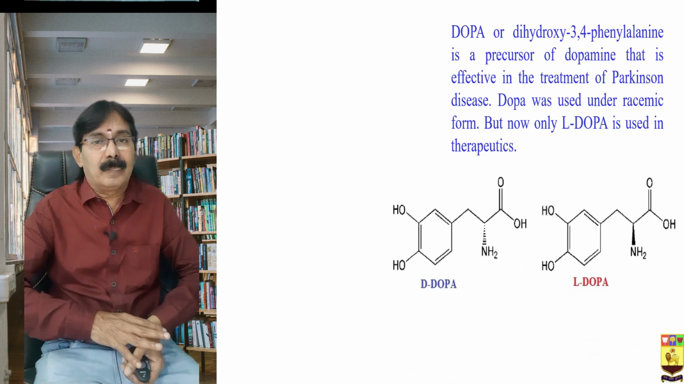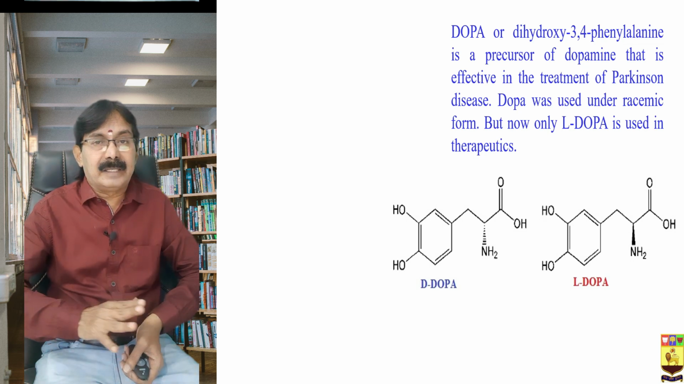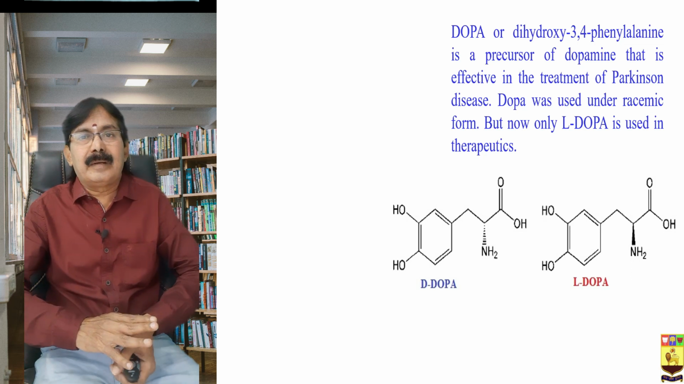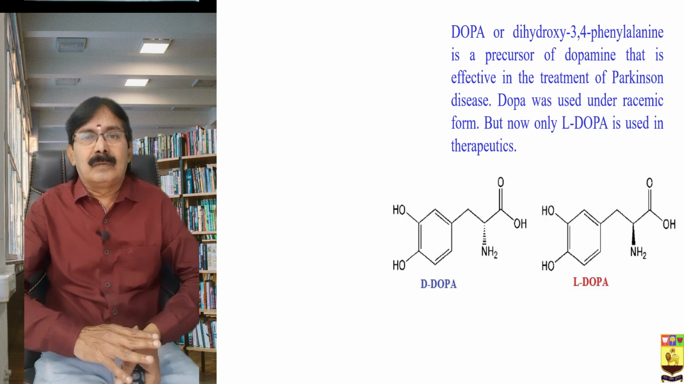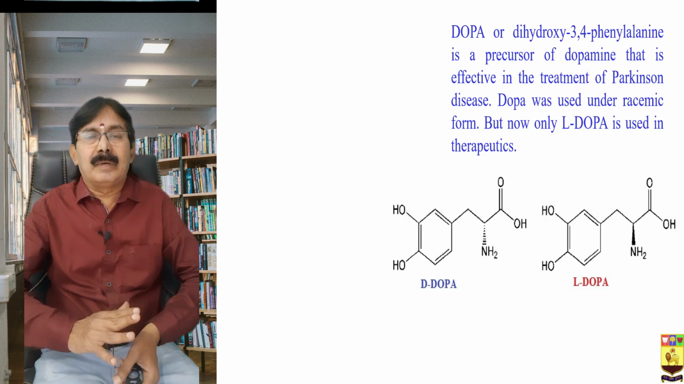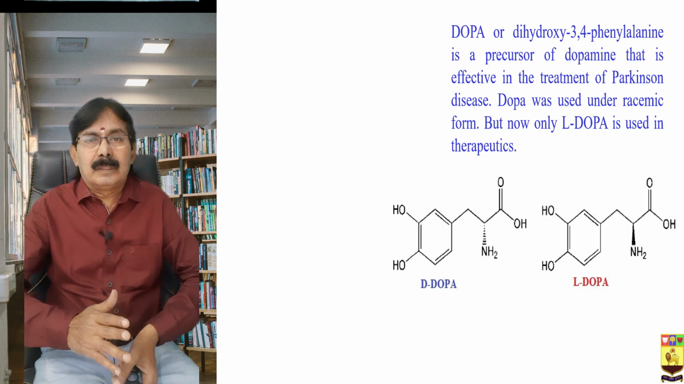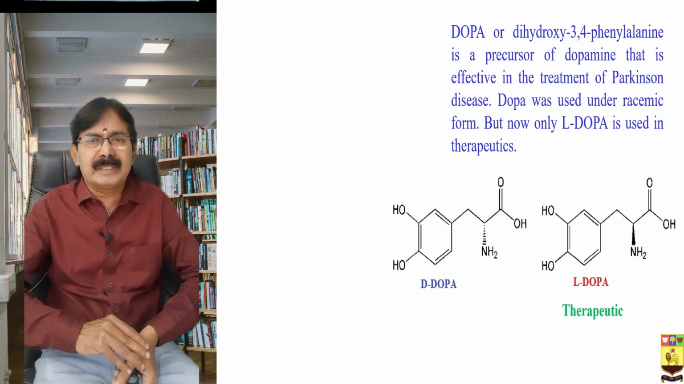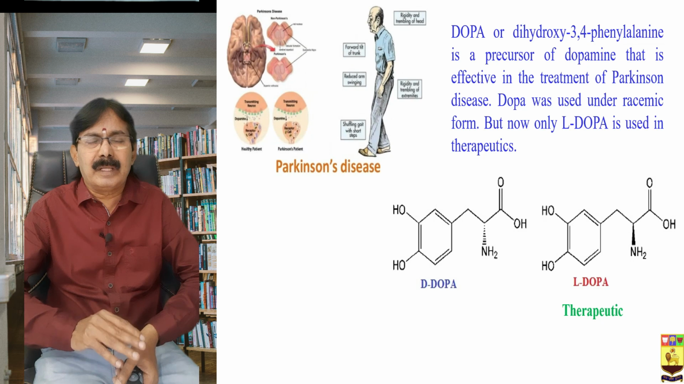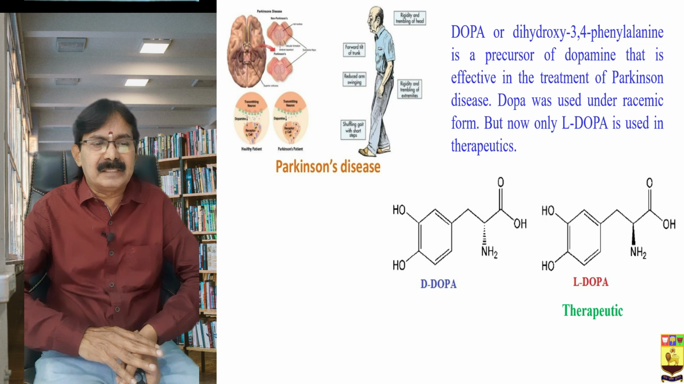So I have already told you, the racemic mixture is a danger. One isomer is the beneficial one, and the other enantiomer will be a harmful one. So in the previous days they used the racemic mixture of Dopa. Nowadays they are using only L-Dopa for the treatment of Parkinson's disease.